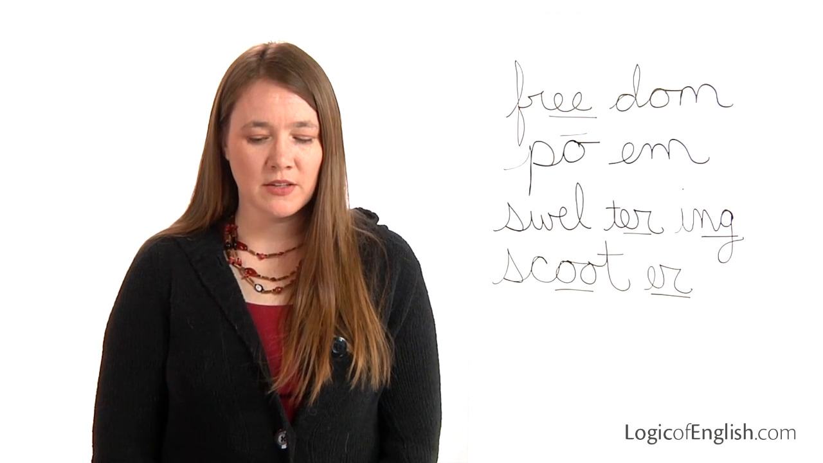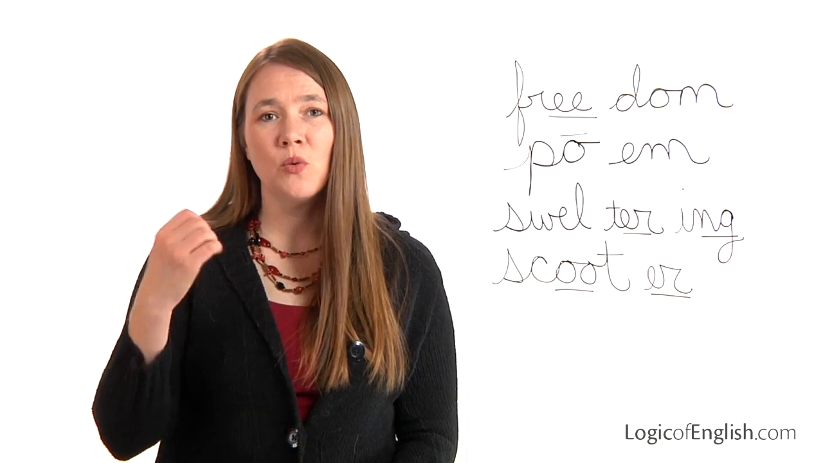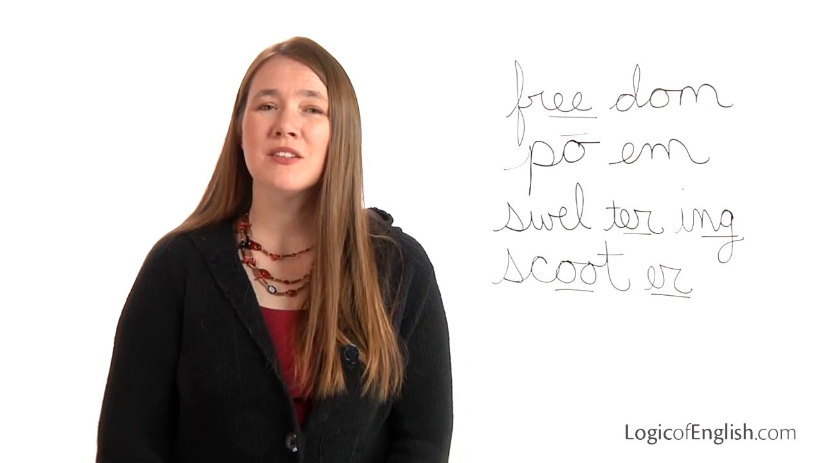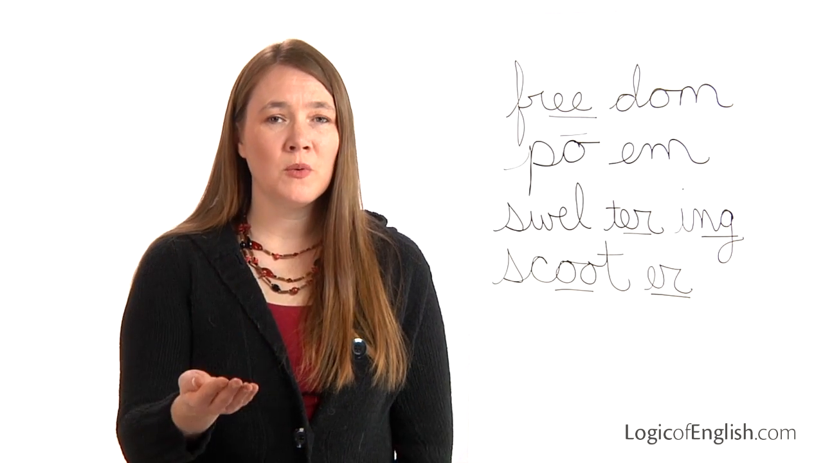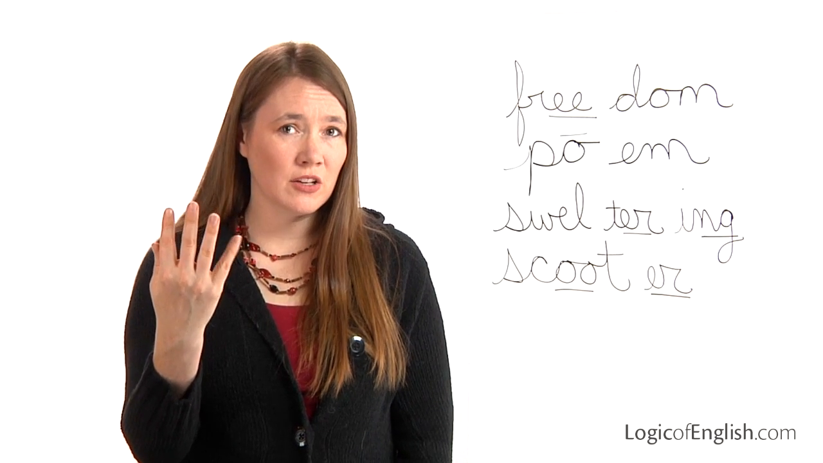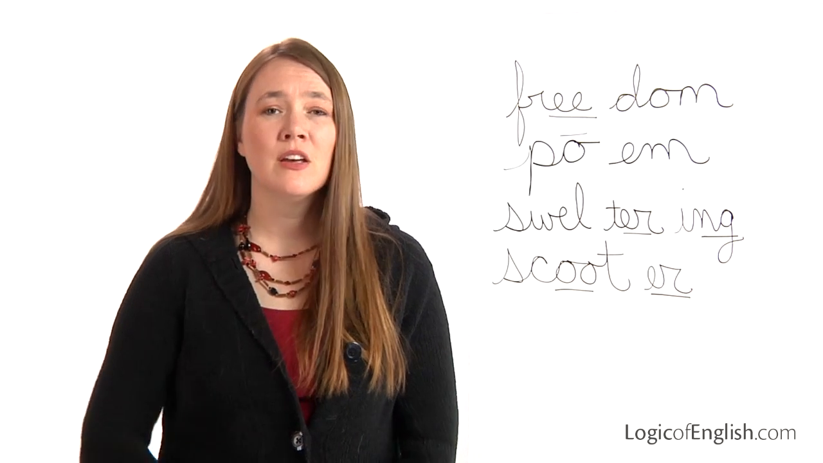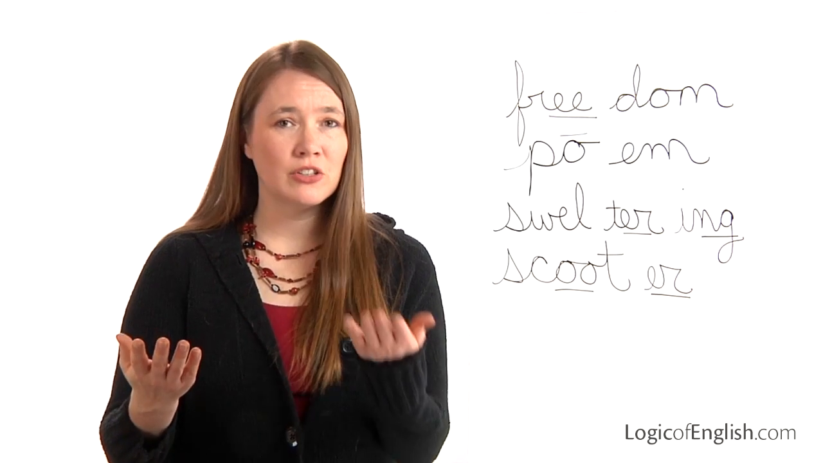The next word is whiskers. The cat twitched his whiskers. How many syllables in whiskers? 2. The first syllable is whisk. W-h-i-s-k. This is a tall k. The second syllable is ers. Z. Go ahead and write whiskers.